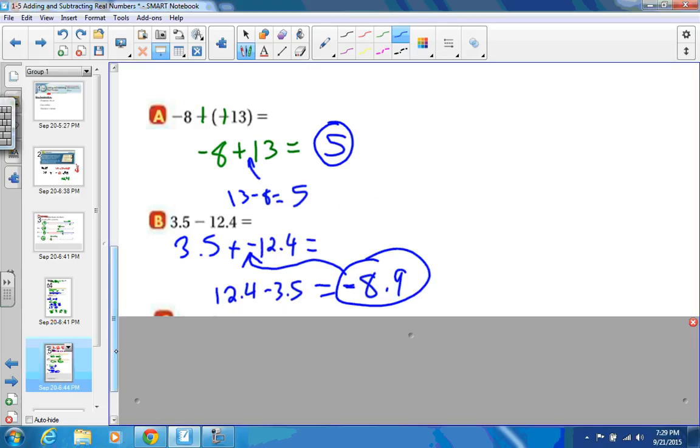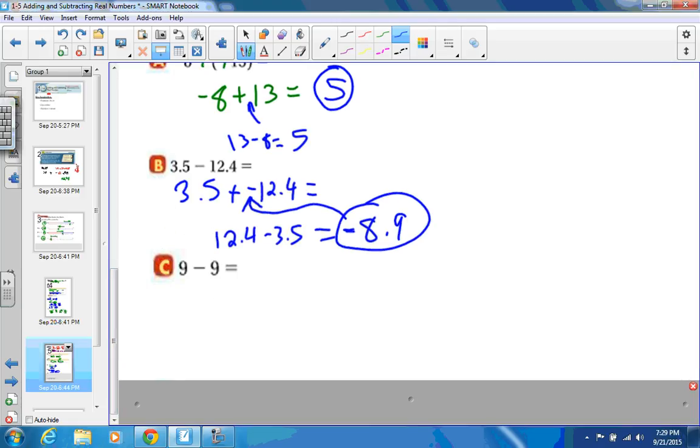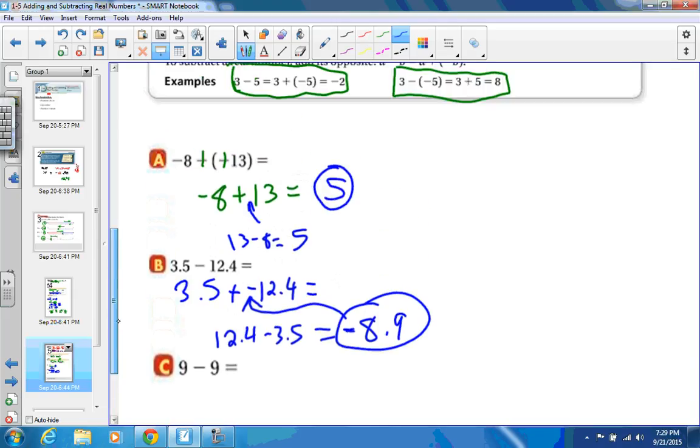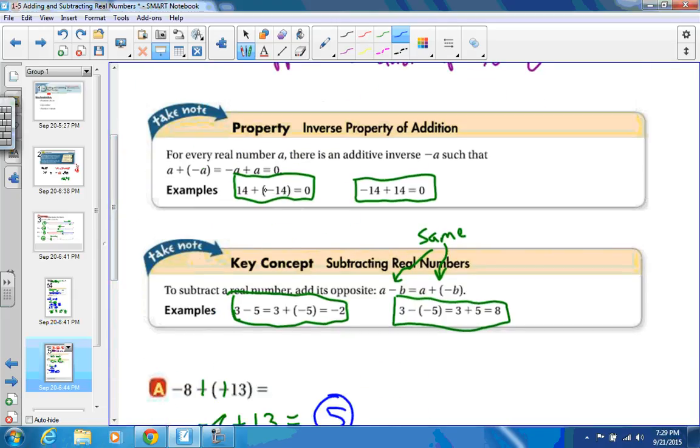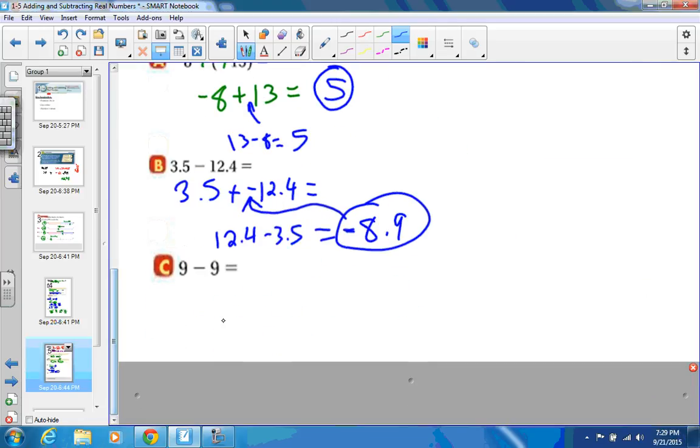All right, and you got one or two more. 9 minus 9. Well, those are opposites. Look right here. Opposites add up to 0, so let's change that to addition so we know that it'll work. So that's 9 plus negative 9, and that is going to be equal to 0.